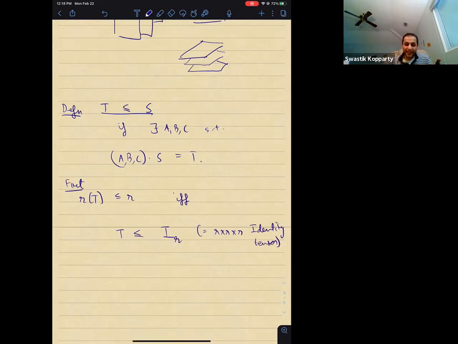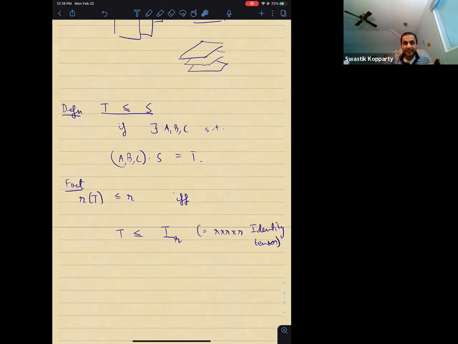I'm stating this as a fact. So this is the tensor which is R by R by R, zeros everywhere and ones on the diagonal, on that principal diagonal. So that if the tensor reduces to I_R, then the rank of T is at most R. This is what this does.